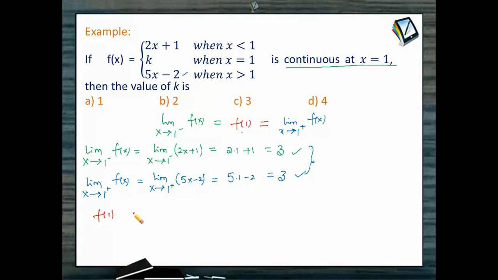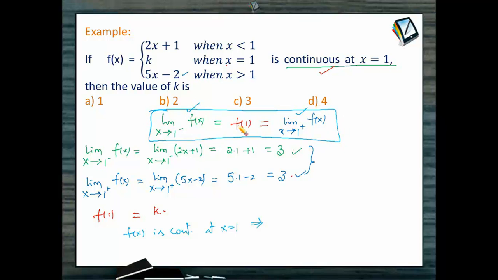I need the f of 1 value. What is the f of 1 value by definition? The value is k. Now I am able to calculate the left hand limit, the right hand limit, and also a defined value at 1. Now when do we say the function is continuous at x equal to 1? Since f of x is continuous at x equal to 1, it should satisfy this condition, right? The left hand limit and right hand limit are already equal.